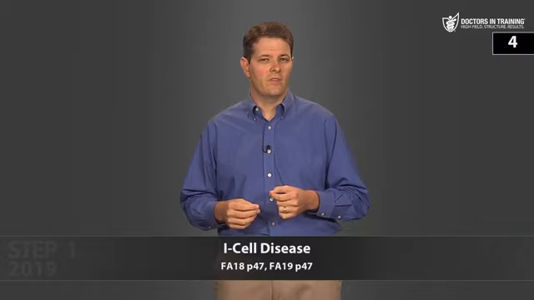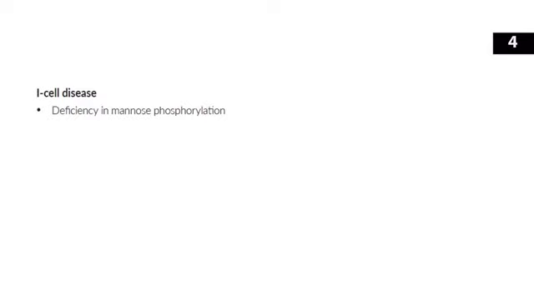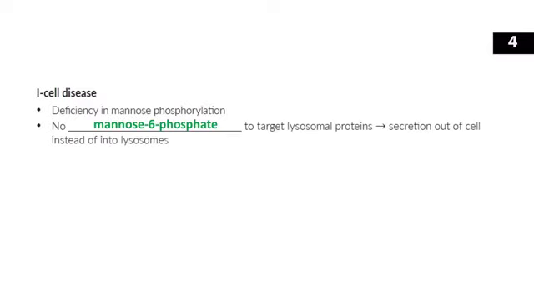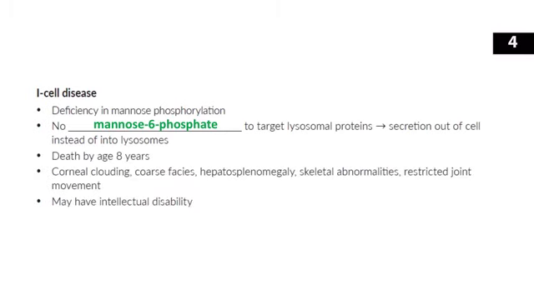Now, what happens if those lysosomal enzymes are not tagged with mannose-6-phosphate? Well, this causes something called I cell disease, or inclusion cell disease, which is an inherited lysosomal storage disorder. There's a deficiency in mannose phosphorylation, and without that mannose-6-phosphate address label to target the proteins to the lysosomes, these enzymes are secreted outside the cell. Now this results in high plasma levels of lysosomal enzymes, clouded corneas, coarse facial features, and restricted joint movement. I cell disease is often fatal in early childhood, and it looks very similar to mucopolysaccharidoses, such as Hurler syndrome or Hunter syndrome.